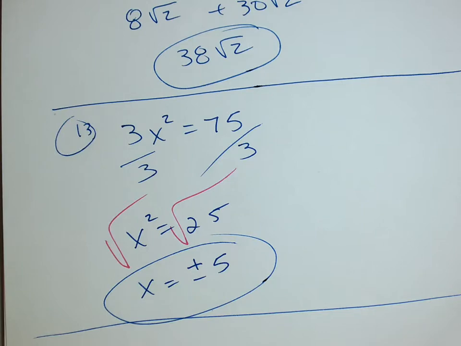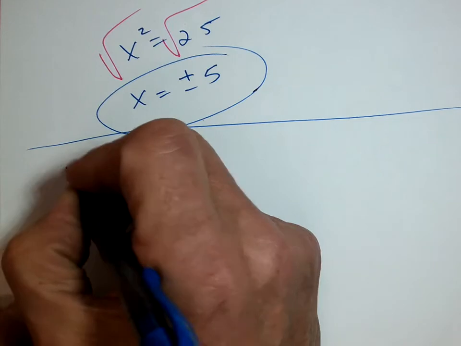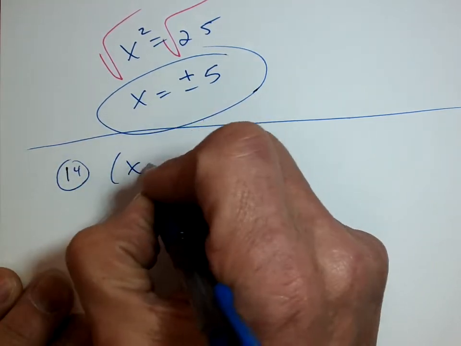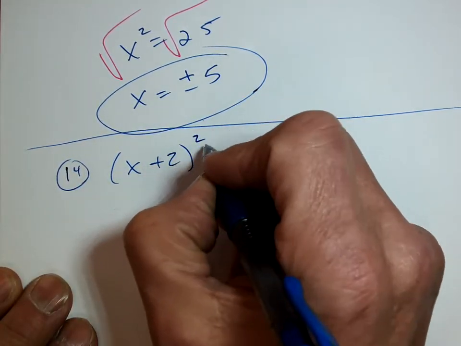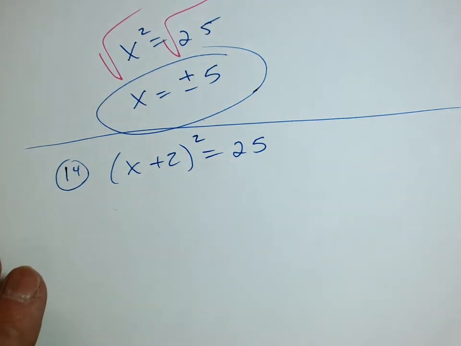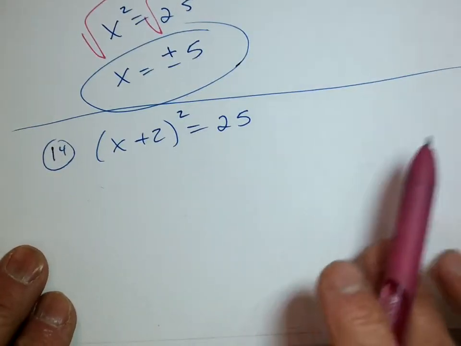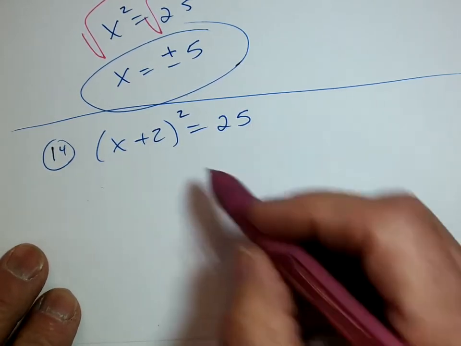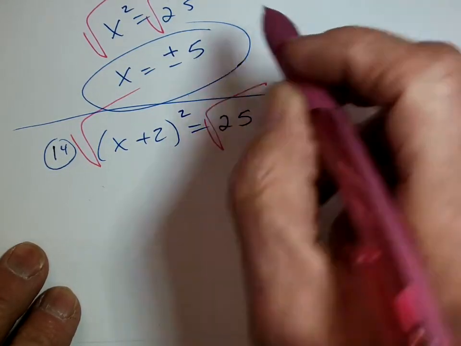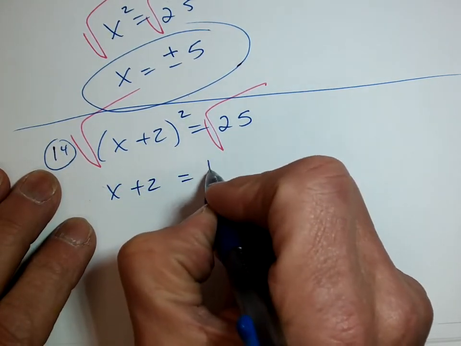Last one, 14. I have x plus 2 squared equals 25. How many answers? 2. Cody said take the square root. You guys agree? So now that means I'd have x plus 2 equals plus or minus 5.